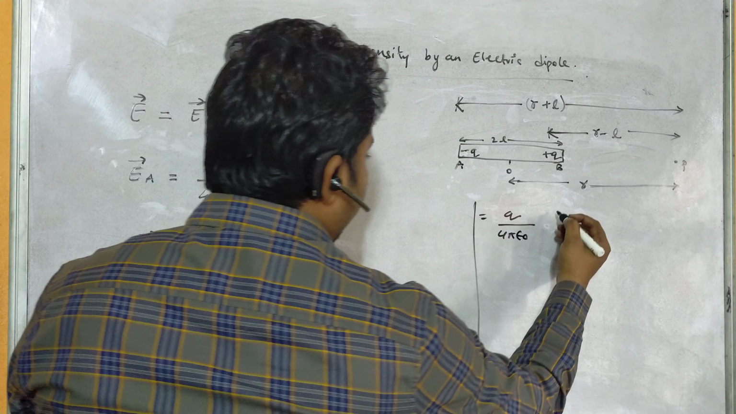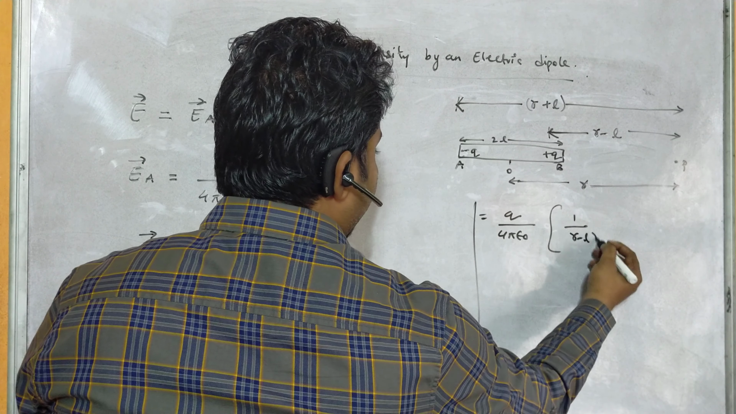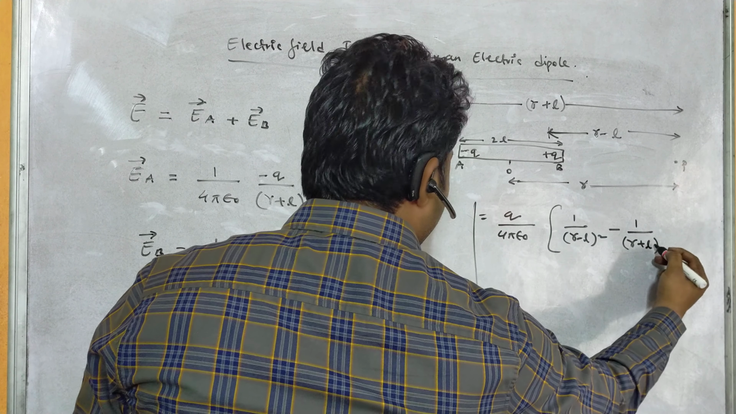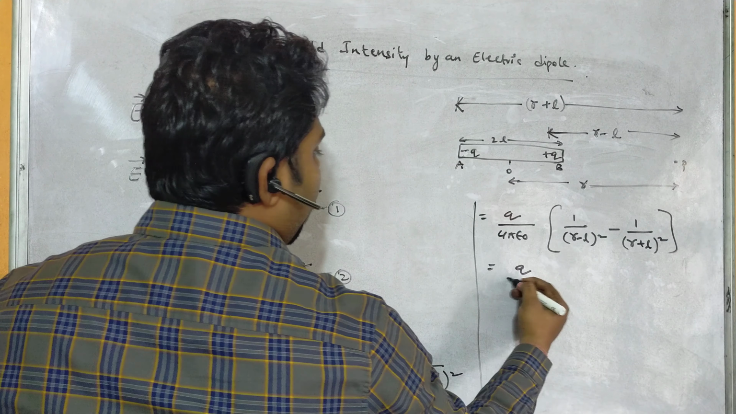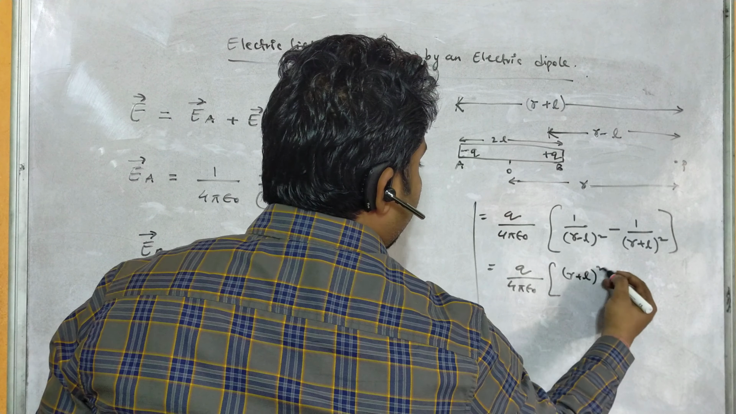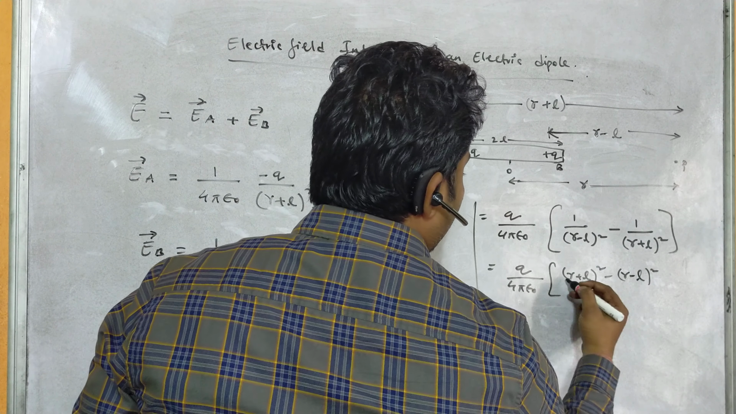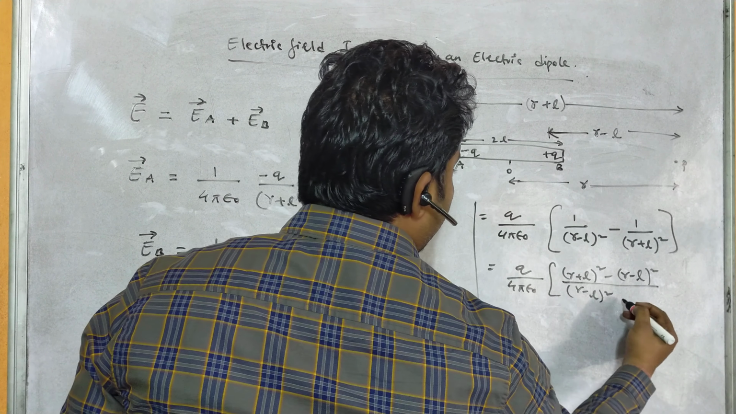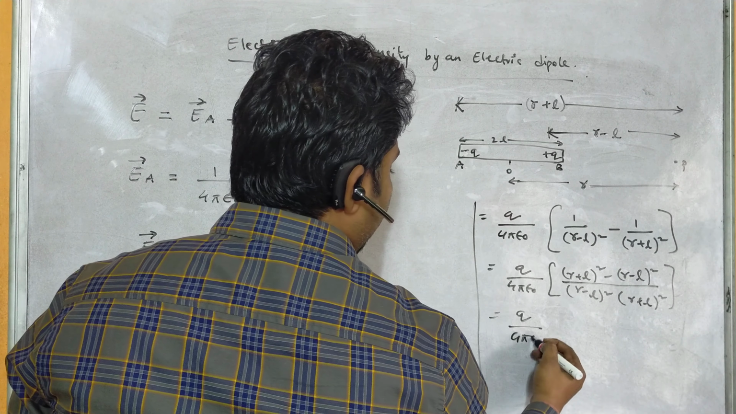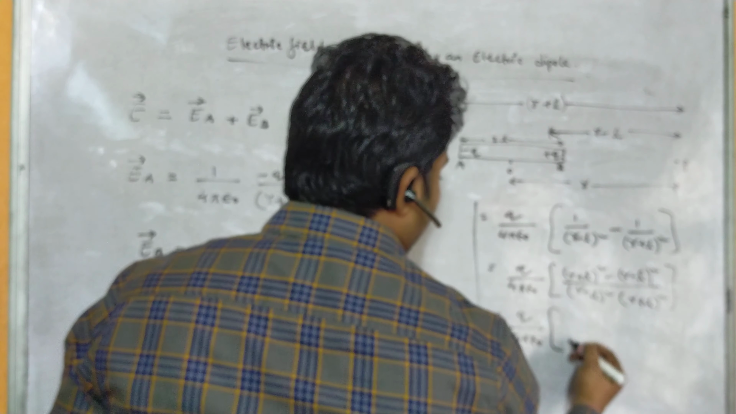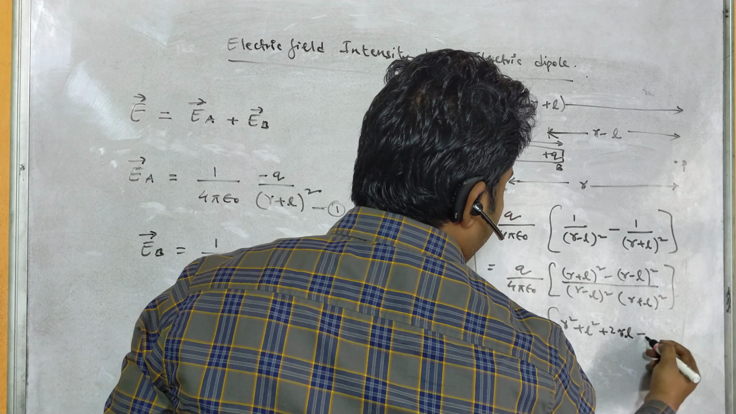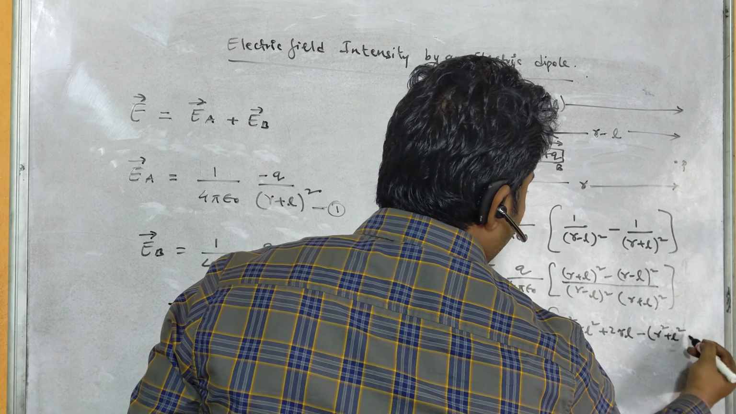So what you will get here is 1 by (R minus L) whole square minus 1 by (R plus L) whole square. Now if you take the LCM, you will get (R plus L) whole square minus (R minus L) whole square, by (R minus L) whole square into (R plus L) whole square. Q by 4 pi epsilon naught, R square plus L square plus 2RL minus R square plus L square minus 2RL.